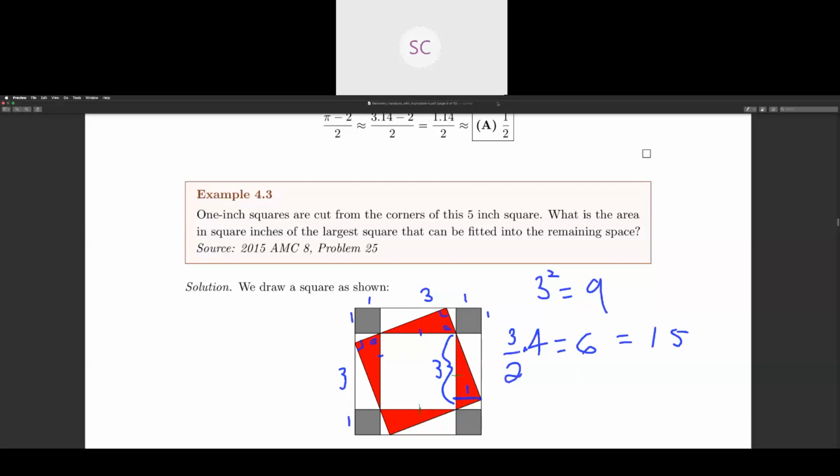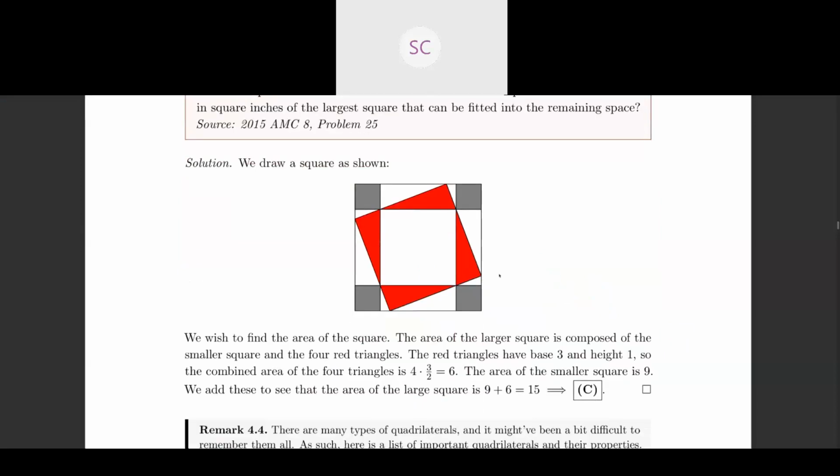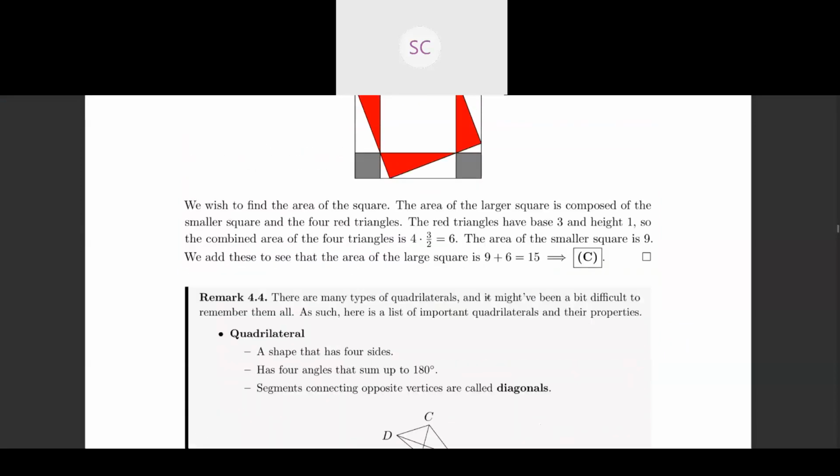Any questions here? Okay. So the answer was indeed 15.